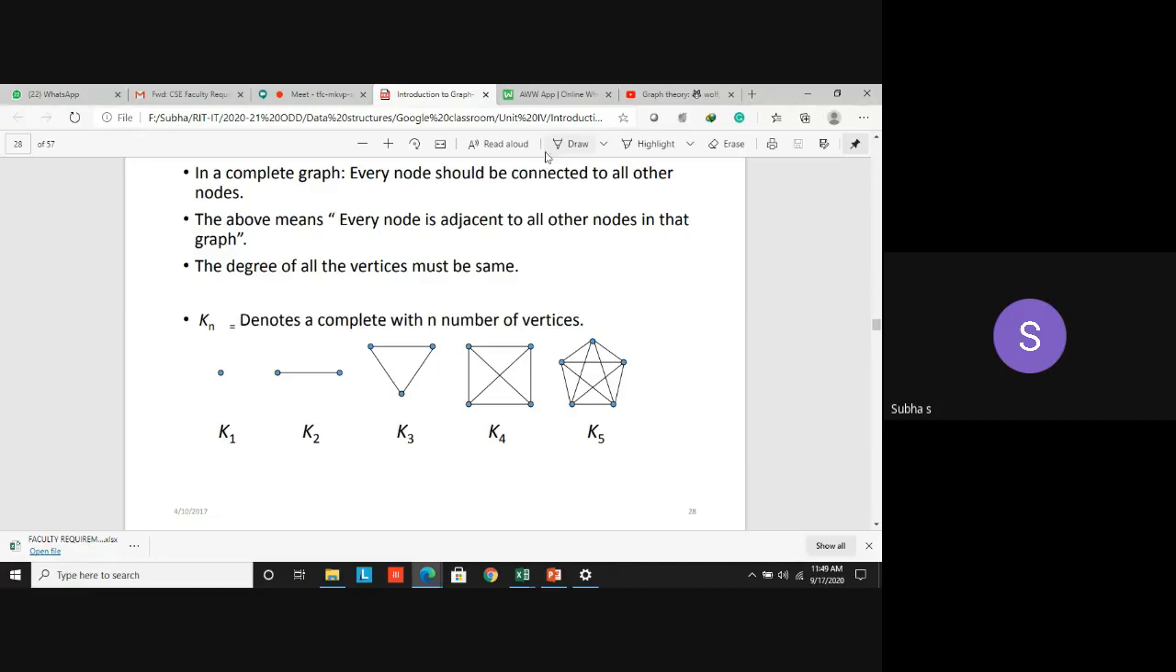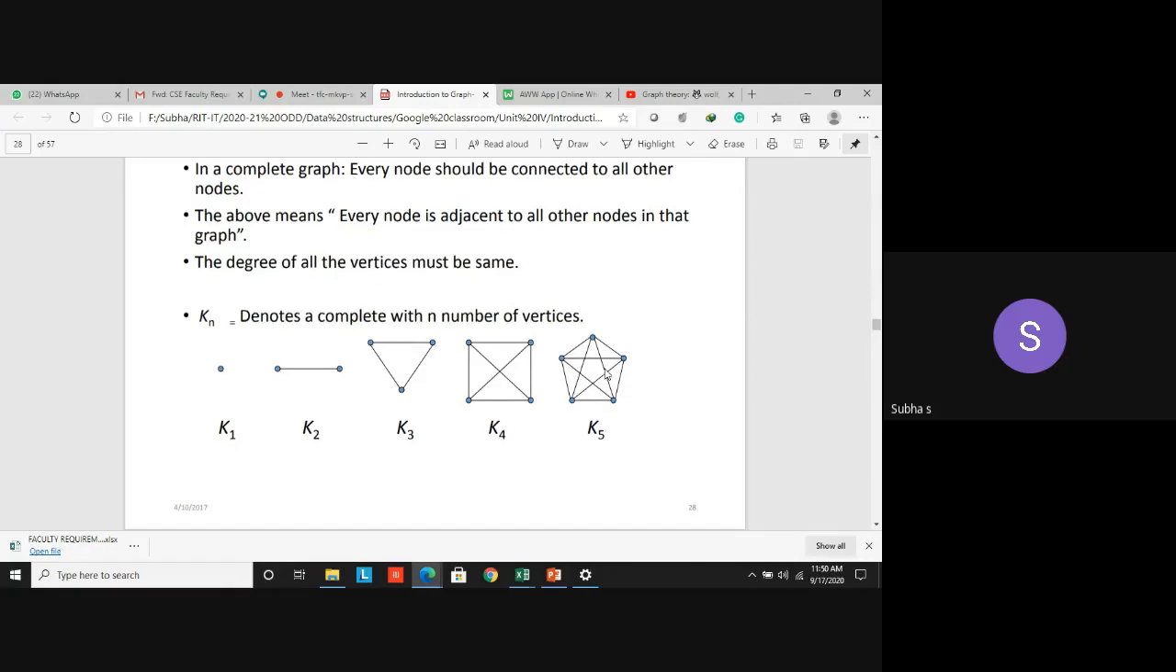You will be asked a question: check whether the given graph is complete or not. How can you do it? These are some interview questions. You just have to check the degree of all the vertices. If any one degree is different from all the others, then it won't be a complete graph at all. So K1 means 1 is the number of vertices, K2 means 2 nodes are there, K3, K4, like that. They have mentioned it just as an example. Here in the last example, we have 5 nodes. All 5 nodes are connected to each other.